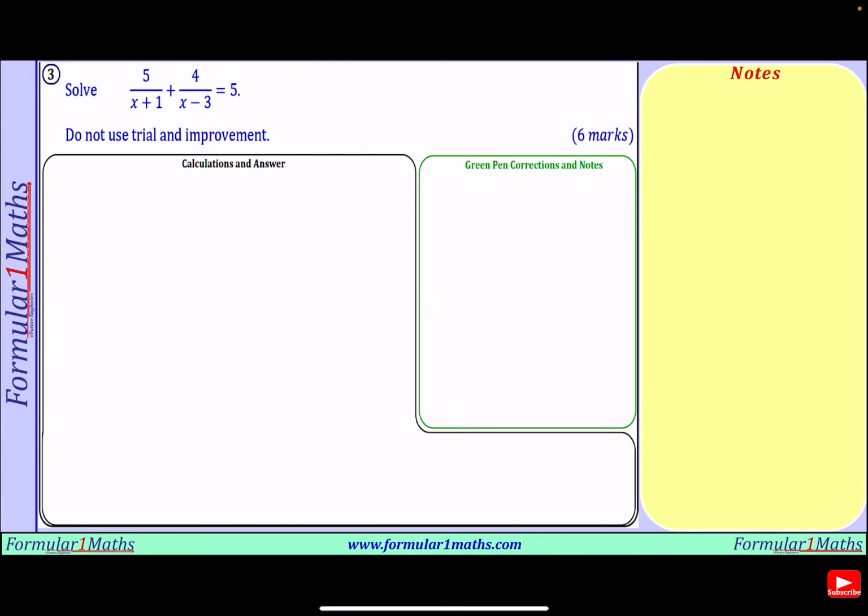Question 3. Solve this equation. Do not use trial and improvement. So the first thing we do here is find the common denominator of x plus 1 and x minus 3. That will be x plus 1, x minus 3. So I'm going to multiply each term, this term, that term, and 5 by this common denominator. So I get something like this.